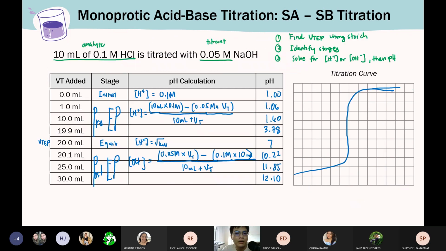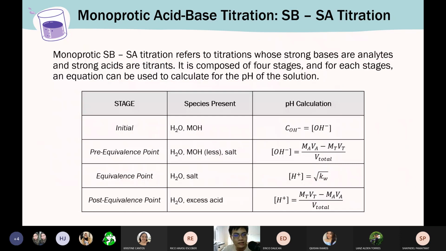Now, how about strong base, strong acid titration? Ito naman, baliktad. Yung ating titrant is the strong acid, sorry, ang ating analyte is the strong base, okay? And our titrant is the strong acid, no? Baliktad naman yung case ngayon, okay? So, strong base, analyte; strong acid, titrant.